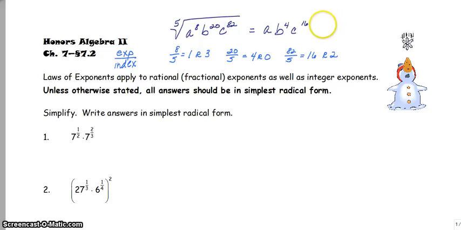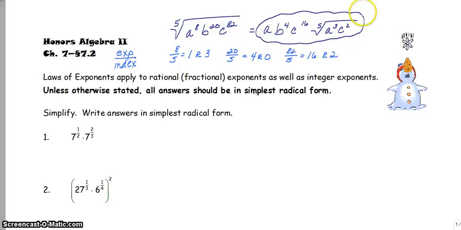Now keep in mind we're taking a fifth root, so don't forget to put your index of 5 by that radical symbol. Easy to forget, but costly on a quiz or a test. And underneath we would have an a cubed and a c squared. So our answer would be a b to the 4th, c to the 16th times the fifth root of a cubed b squared.